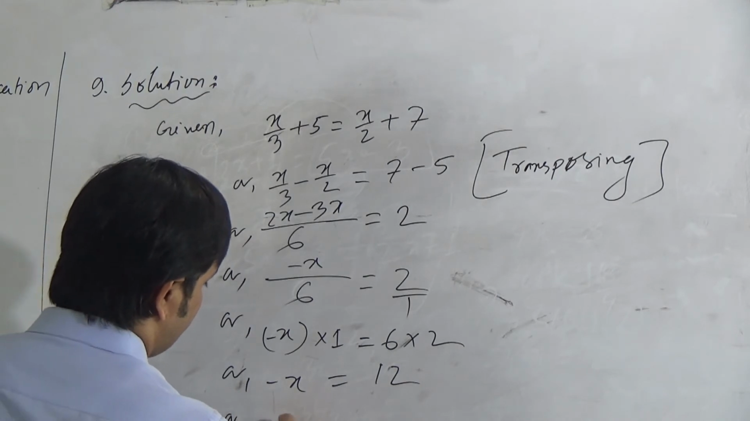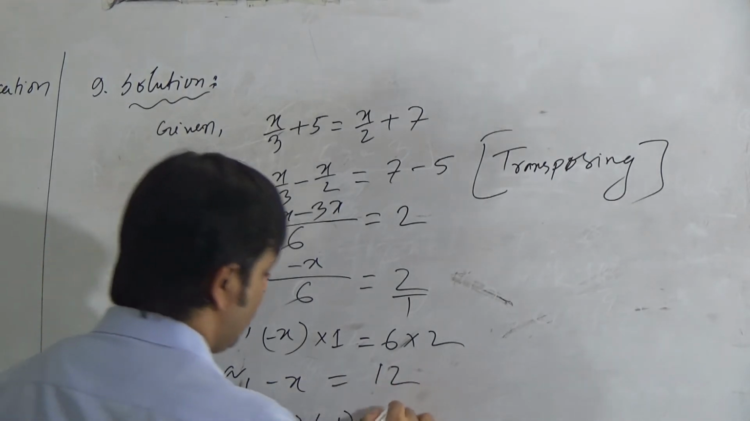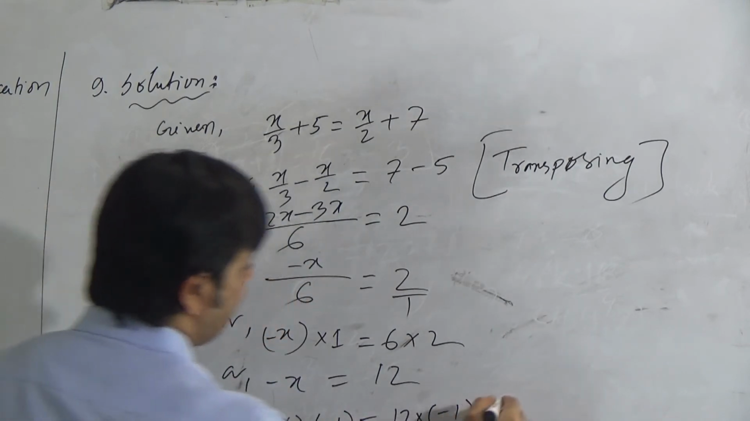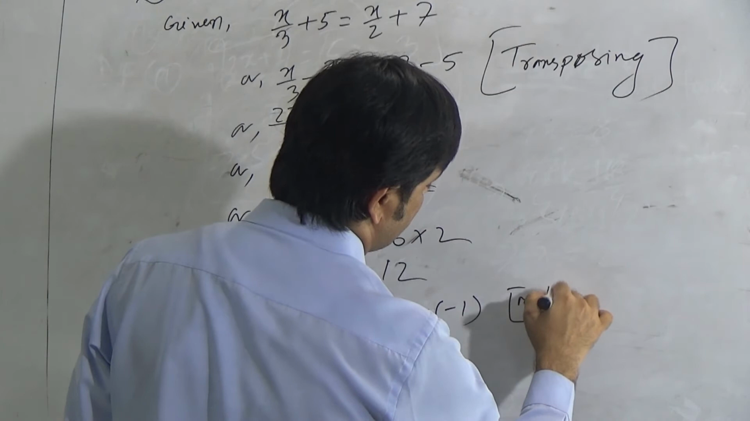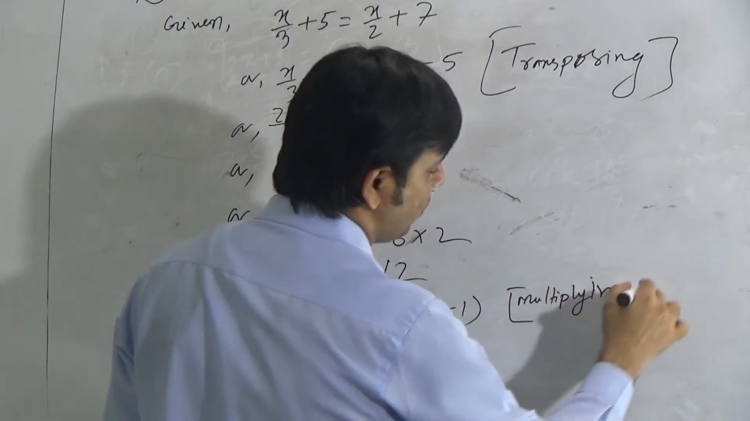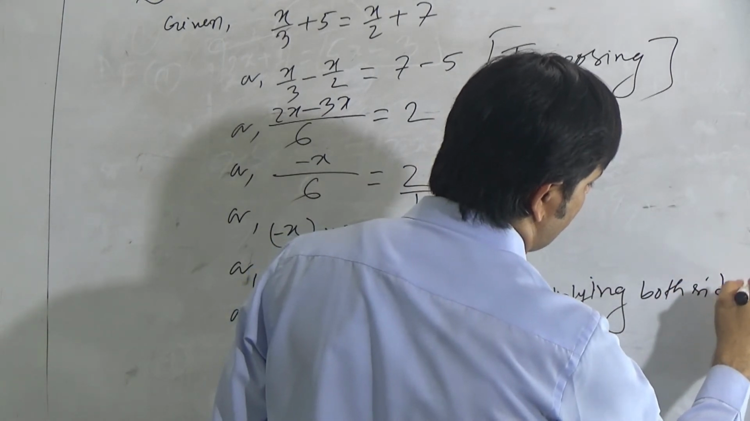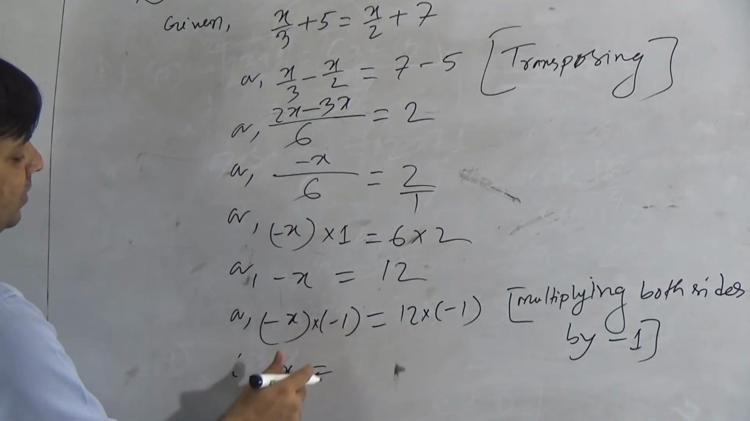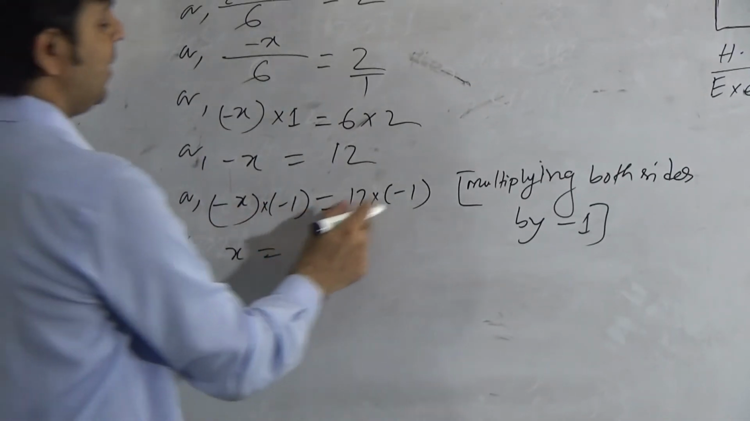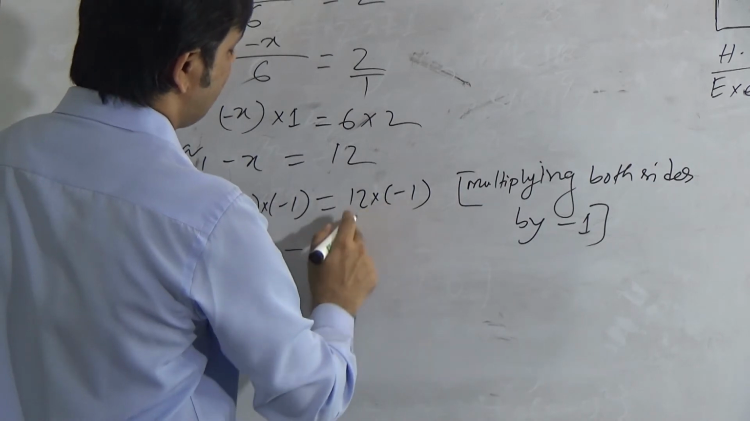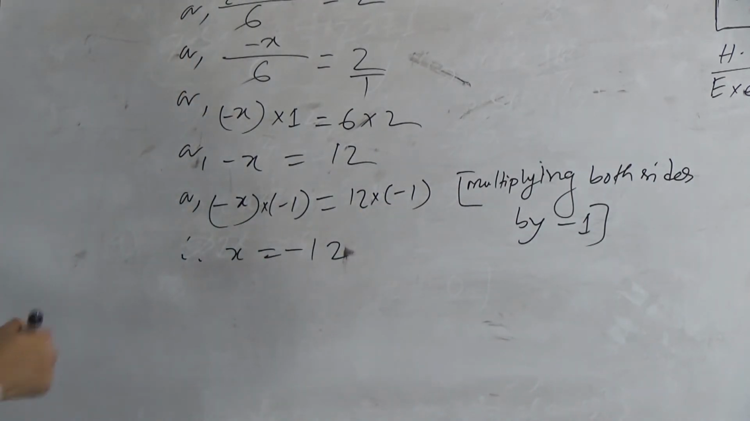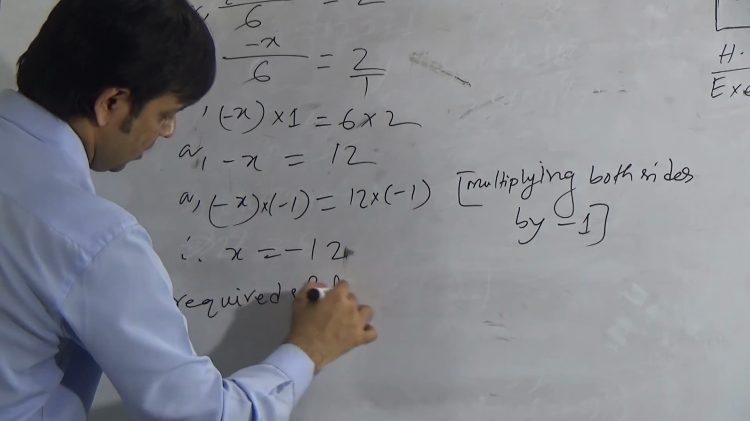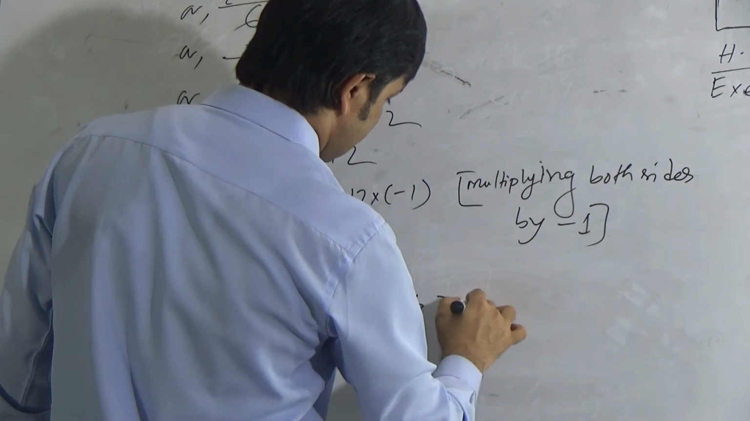So we can write here minus x multiplied by minus 1 is equal to 12 multiplied by minus 1, multiplying both sides by minus 1. The product of minus and minus will be plus. If we multiply x by 1, it will be x. Then the product of plus and minus is minus. Here 12 into 1 means 12. Therefore the required solution or root is x equal to minus 12.